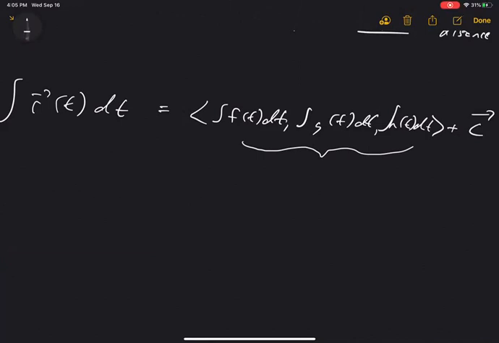So I think that's the only additional topic they discussed with respect to integration. That is all.